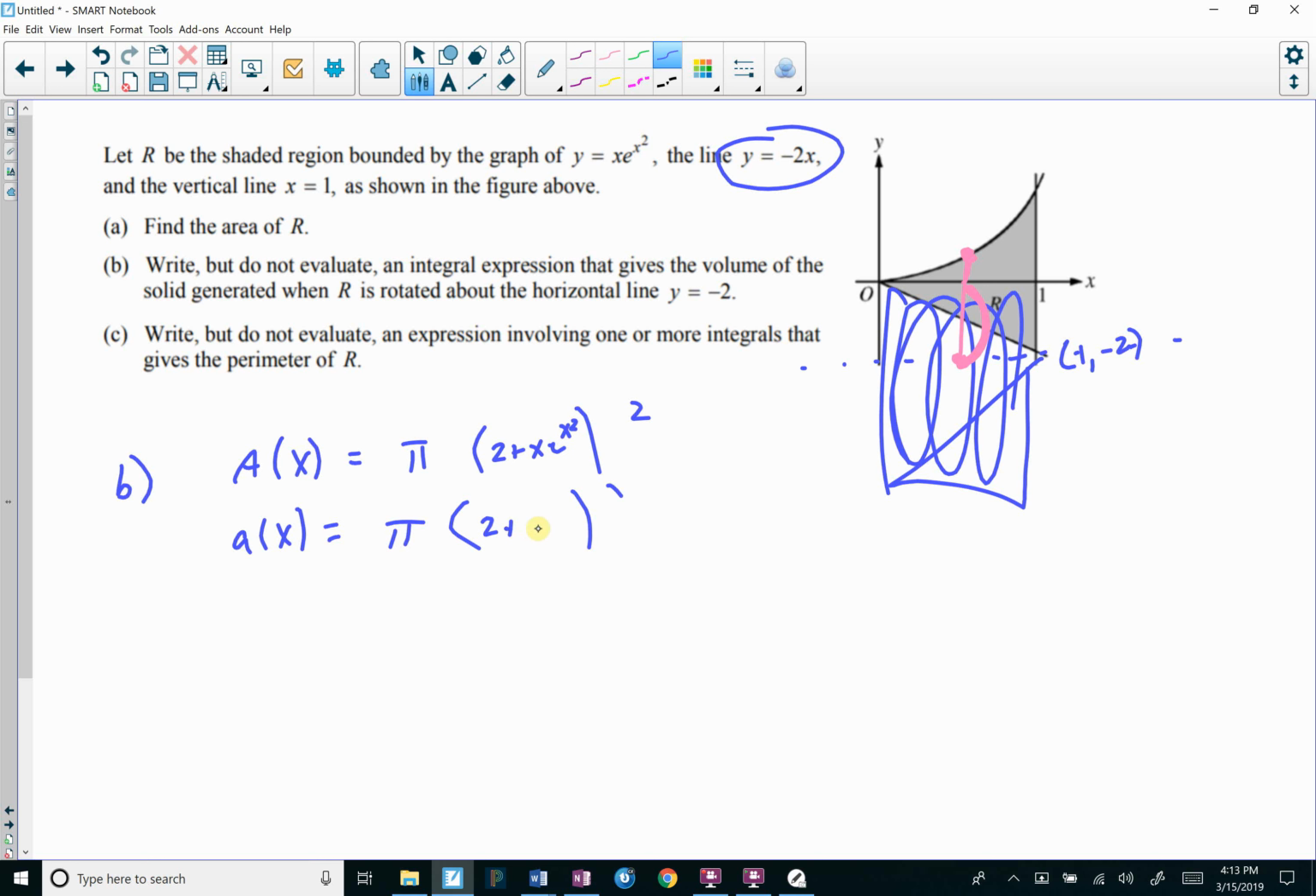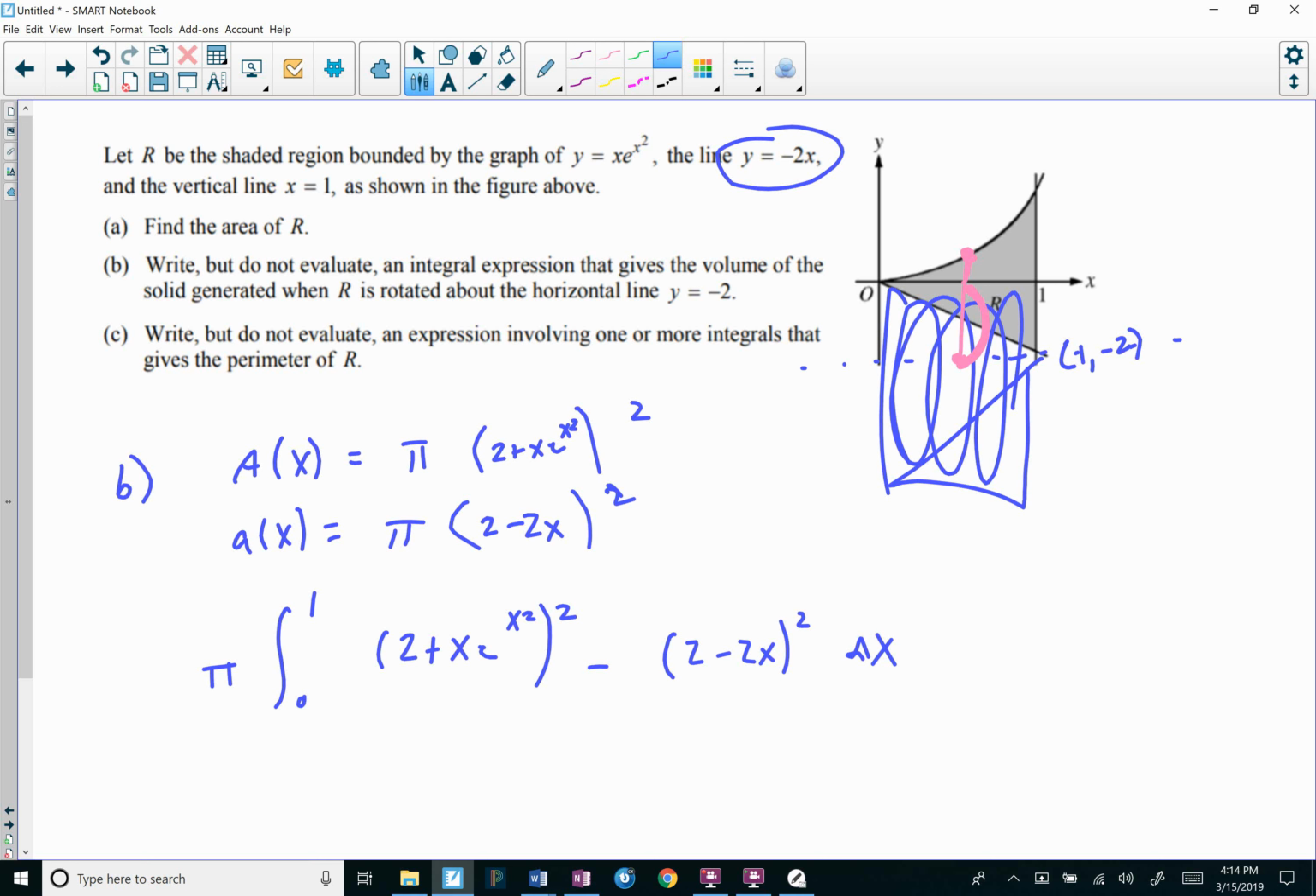So that'll give me 2 plus that function x e to the x squared. Same for the inside. 2 plus that function, which is minus, so you can put plus -2x. Doesn't matter. We're still going from 0 to 1. I'm going to take the pi out. So I have 2 plus x e to the x squared minus 2 minus 2x squared dx. And it says write, but do not evaluate. That was worth 3 points. It breaks down 2 points for the integrand, 1 point for your limits and constants.